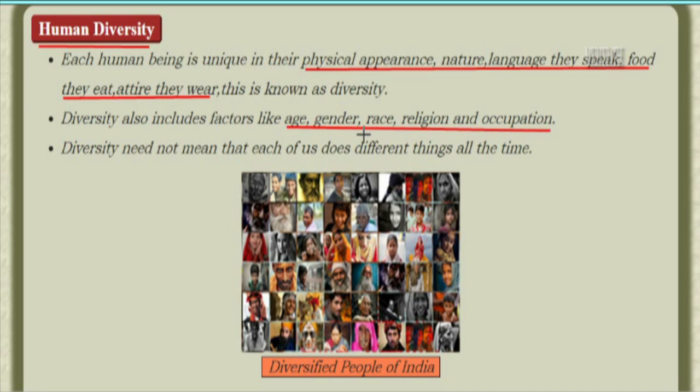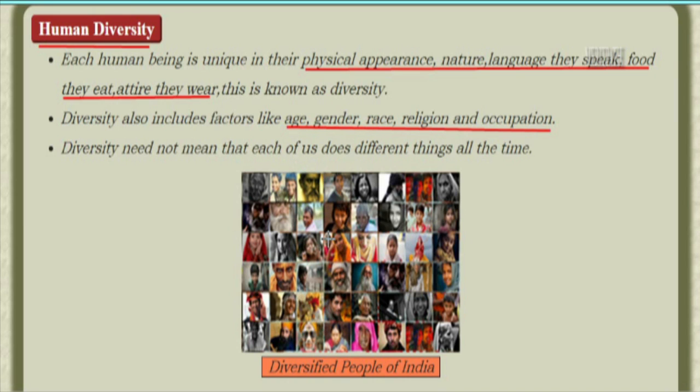Diversity also includes factors like not only physical appearance, nature and language, but also age, gender, race, religion and also occupation, the work they do. All these things come under diversity. Diversity doesn't mean that each of us does different things all the time, okay? People look different, they work differently, their age is different, some are males, some are females, some talk different languages. All these things make diversity, but diversity doesn't mean that we are doing different things all the time.